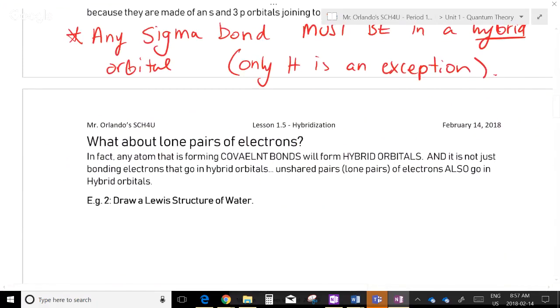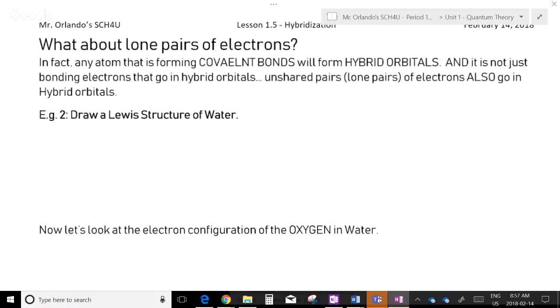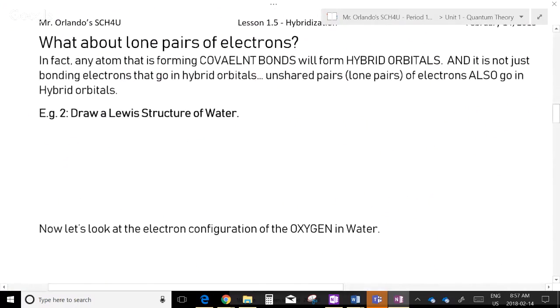All right. So to start, I want you to draw a Lewis structure of water. And we're going to get some practice doing Lewis structures. Hopefully you all remember the chemical formula for water.